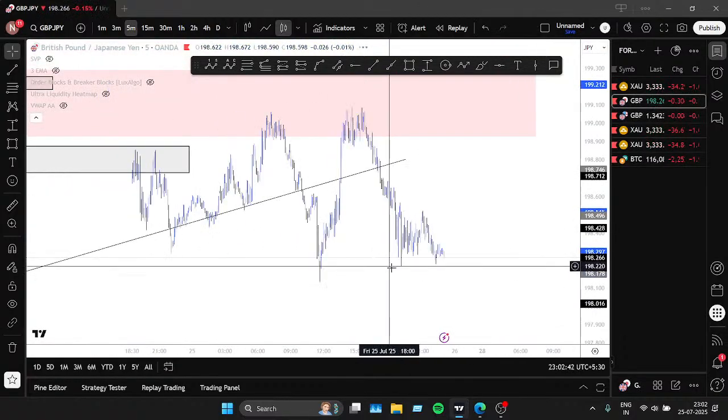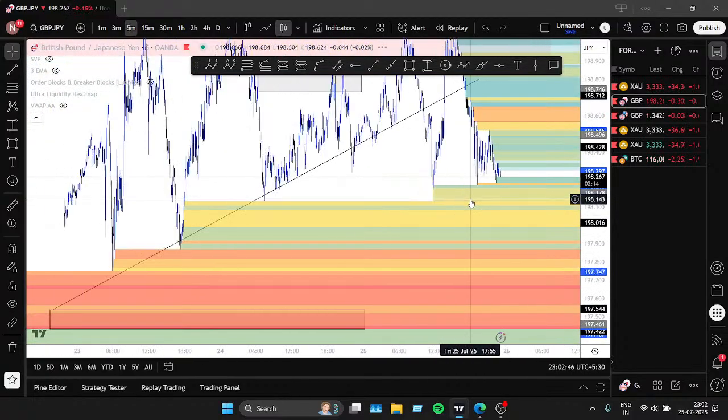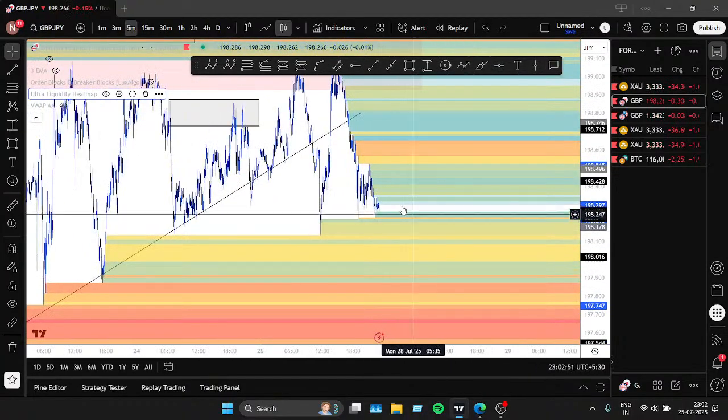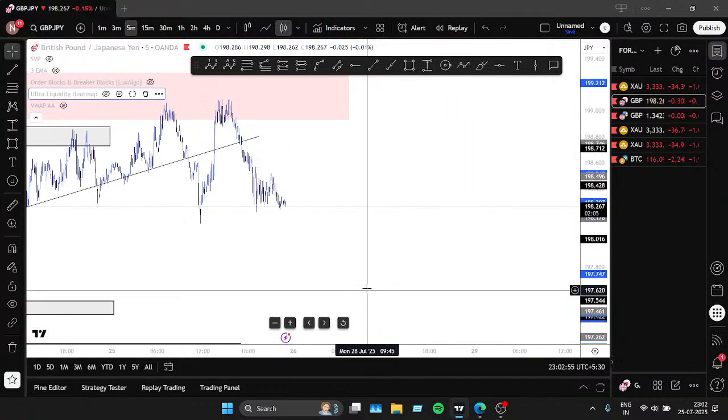What's JPY doing? I guess it looks like it's gonna fall more. All this liquidity left here. Soon it's gonna take all those liquidity. Maybe in the next week.